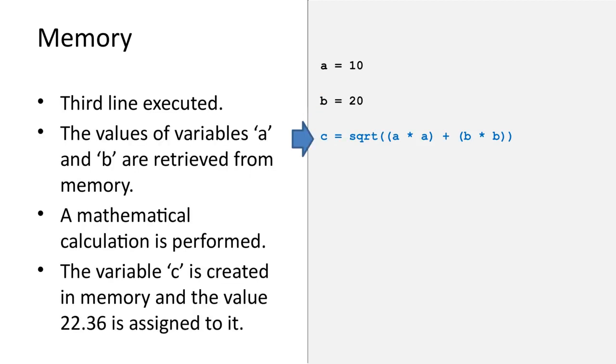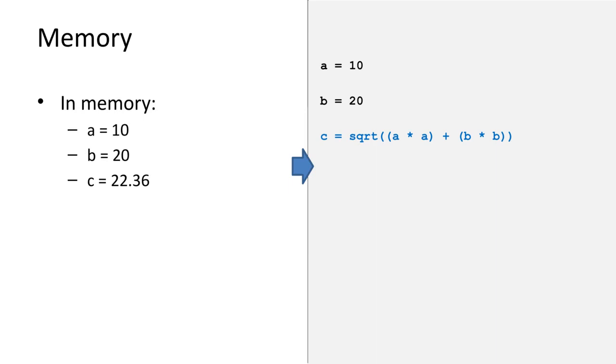The third line of code is more interesting. It retrieves the values of the variables a and b out of memory. It then performs a mathematical calculation using those values. And finally it creates a variable called c and assigns the value 22.36. Note that when this line of code was executed, the system did not look back at the previous lines of code. It only retrieved some values from memory. After the lines of code have been executed, the memory contains 3 variables with 3 values.